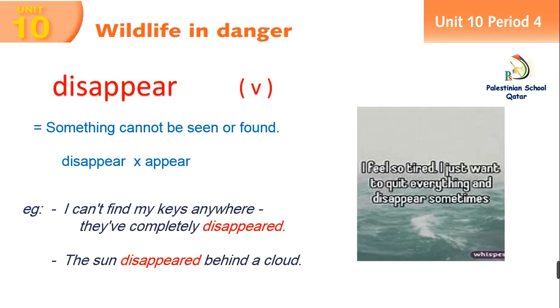After destroy, we have disappear. Disappear is a verb. Something cannot be seen or found, and the opposite of disappear is appear. Look at the picture. You can find, I feel so tired. I just want to quit everything and disappear sometimes. For example, I can't find my keys anywhere. They've completely disappeared. The sun disappeared behind a cloud.